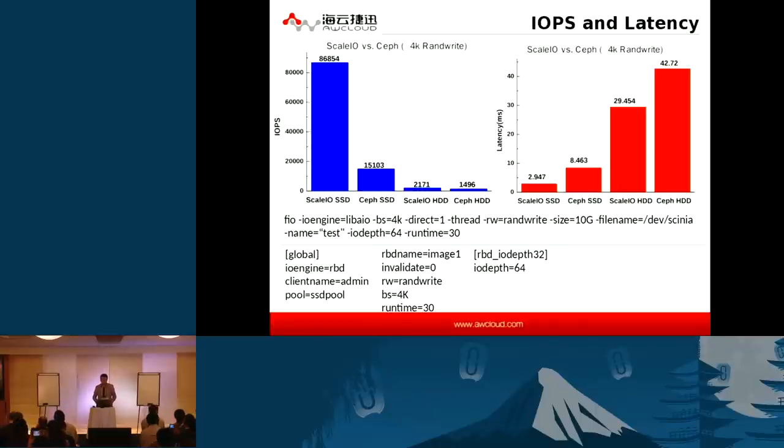Okay, this is IOPS and latency. We have the results we have got. The left histogram shows the IOPS of our test. ScaleIO is much better than Ceph in both the SSD pool and HDD pool. In the SSD pool, the IOPS of ScaleIO is more than six times that of Ceph. So it's a huge gap between them. But in the HDD pool, they are close to each other. Of course, ScaleIO is better than Ceph. And the right histogram is the latency of these two storage systems.